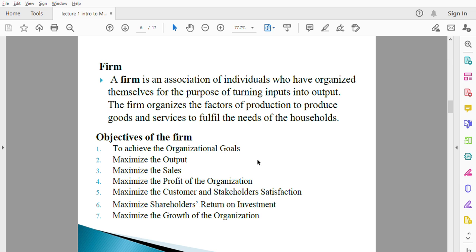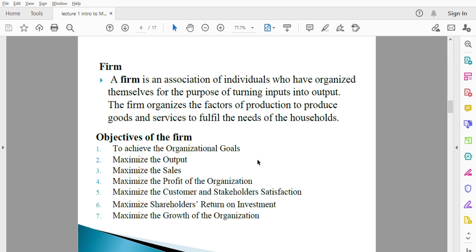Now there are a number of objectives of firms I would like us to look at. For a firm, one objective is to achieve the organizational goals. The goals of the organization, a firm has the objective of achieving them. The second is to maximize output. Whatever you are producing, you want to produce the maximum quantity. That is also an objective. And also to maximize sales. The output that is produced is supposed to be sold. So to sell the maximum amount or quantity is also an objective of a firm.